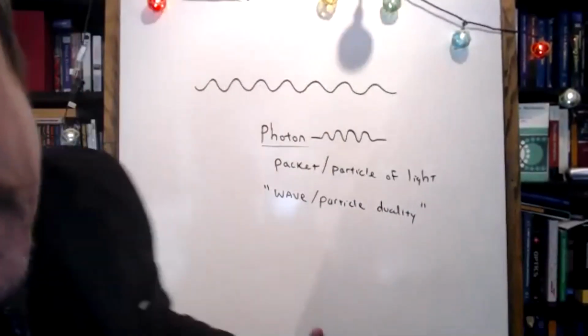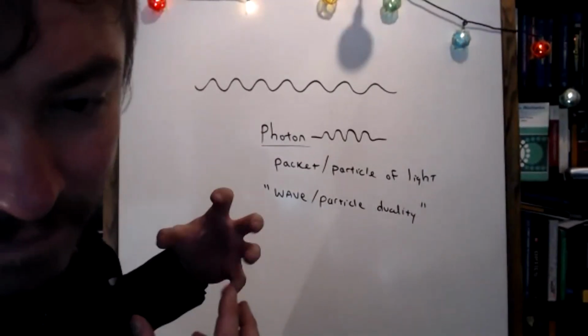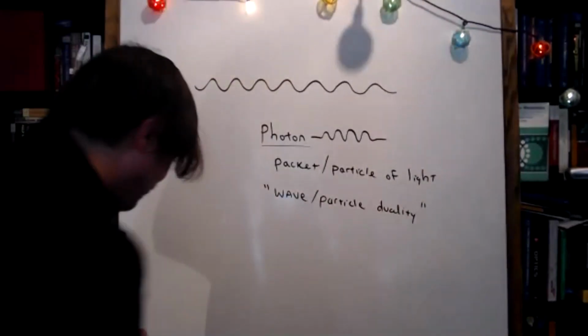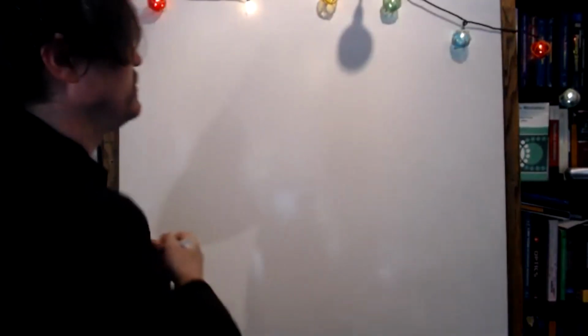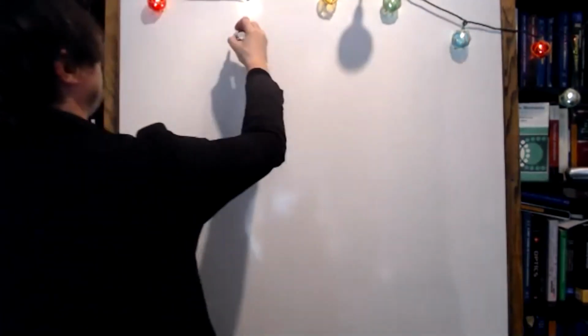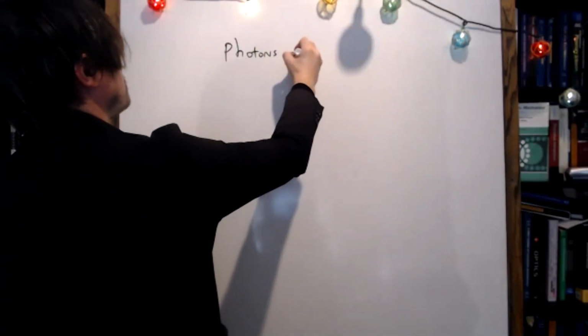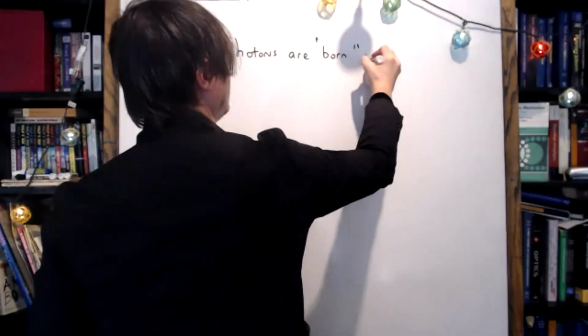Photons, these little packets of light, they come from atoms. So let's go ahead and draw a picture of a hydrogen atom, and let's take a look at how a, we talked about baby pigeons today. Now it's time to talk about baby photons. How's a baby photon born? Let's talk about atomic transitions. Photons are born inside atoms.